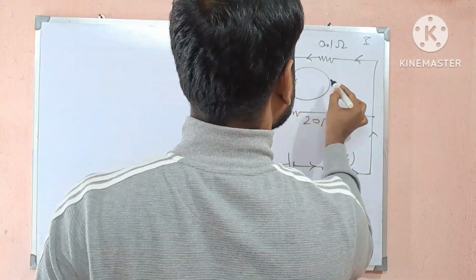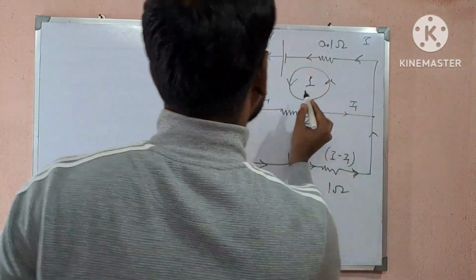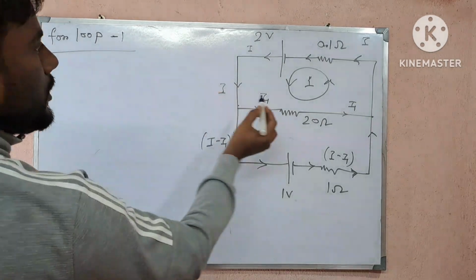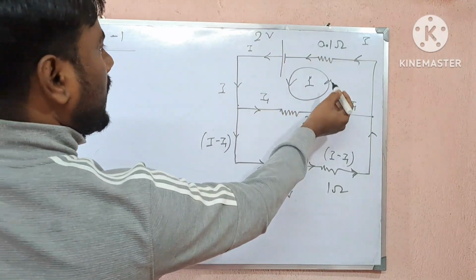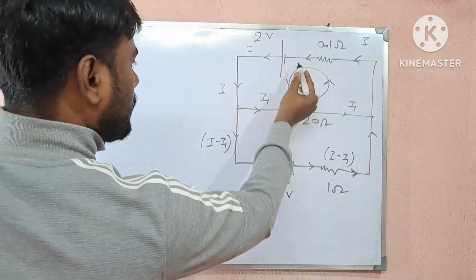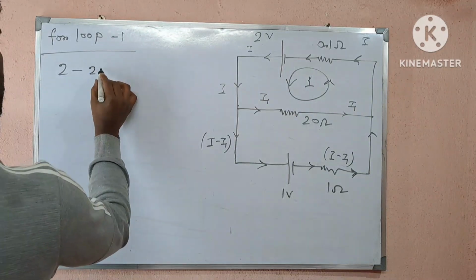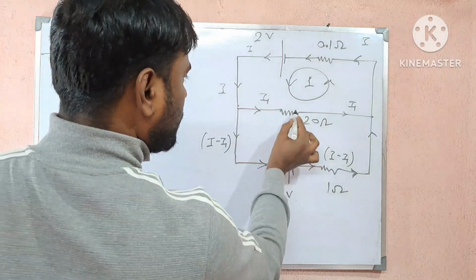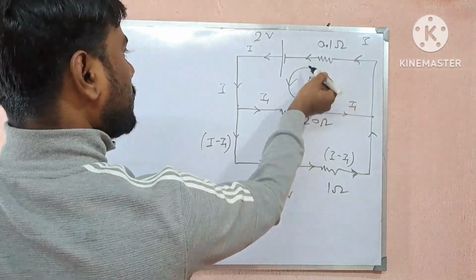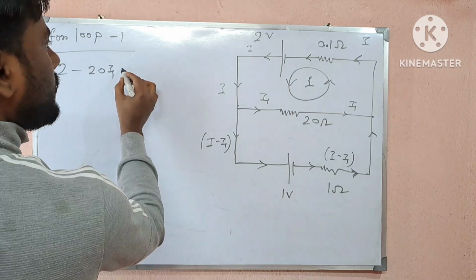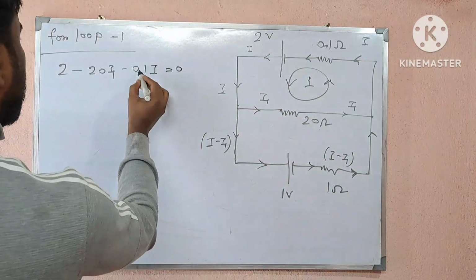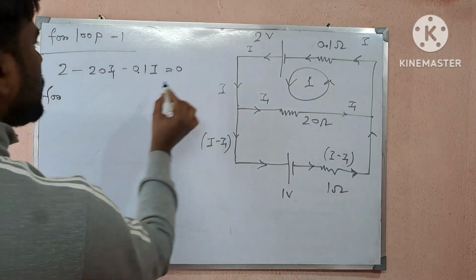So this is the direction of path, and this is loop 1. So for loop 1, what we can write? We can write 2, this 2 volt battery, 2 minus 20 I1, because direction of current is this and direction of path is also same, and for that one direction of current is this and direction of path is also same. So we can write minus 0.1 I is equal to 0. You can write this thing. This is equation 1.